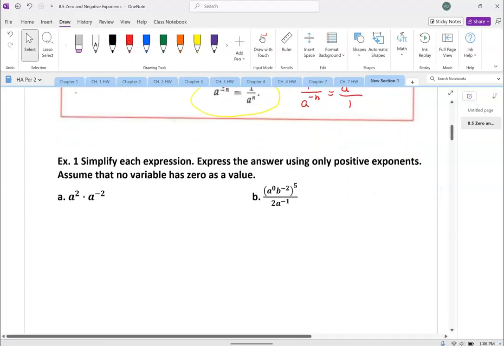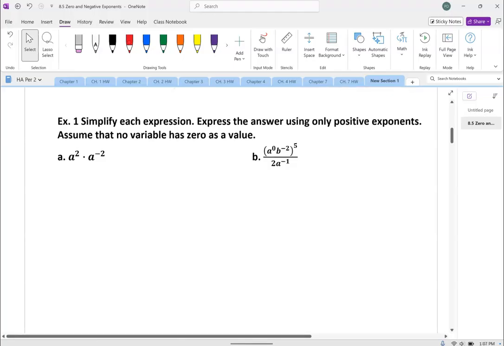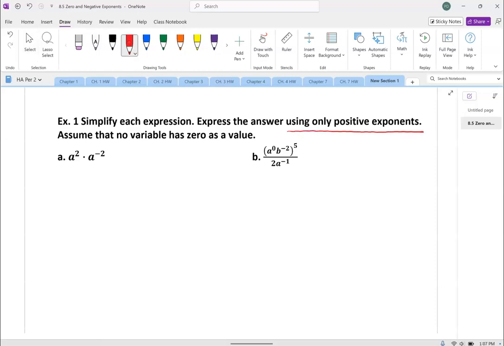So let's jump right in. We're going to do a whole bunch of problems, so follow along in your notes. And then you're going to have some practice, and we'll go over it again in class. Simplify each expression. Express the answer using only positive exponents. Assume that no variable has 0 as a value. So we've got to make sure we're getting rid of them.